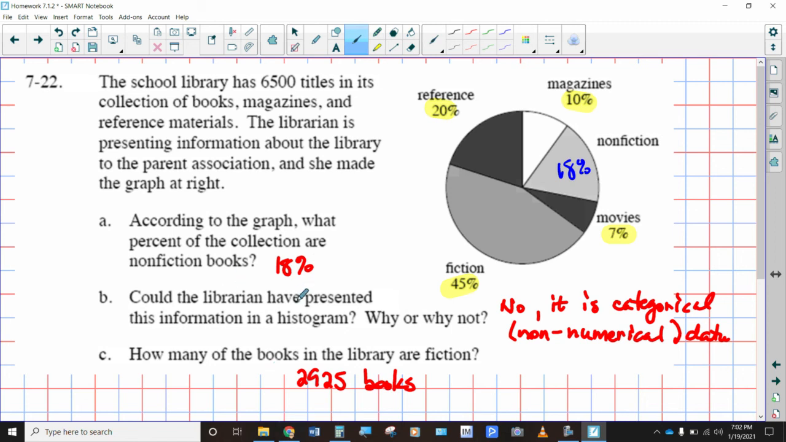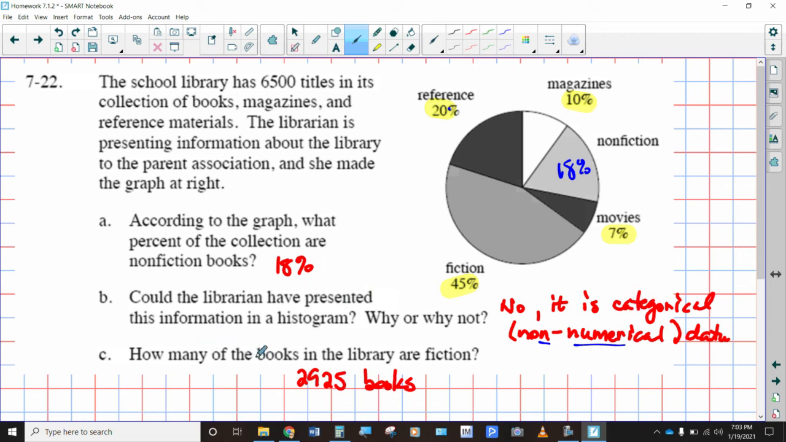Would the librarian have represented this in a histogram? And the answer is no, because it's non-numerical. We're talking about sections, not numerical data that you could find an average for or a mean for or put on a number line. Okay, so no histogram, but you could use a bar graph. Remember, bar graphs and circle graphs are perfect for the categorical data.